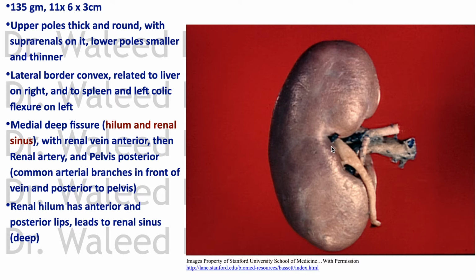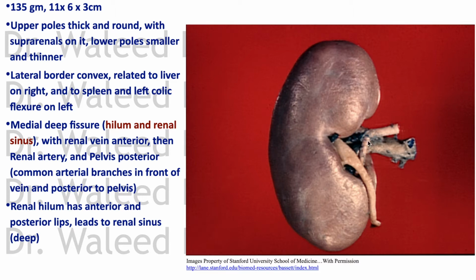The arrangement of the structures at the hilum of the kidney: the renal vein anterior, the artery in between, and the pelvis posterior. So this is a posterior surface of a kidney, and if you think about it, this will be the left kidney. If you flip it, it will fit on the left side. Don't forget this arrangement, please.